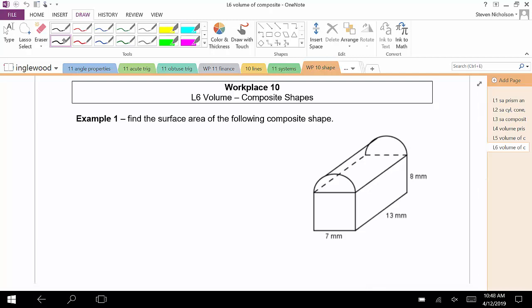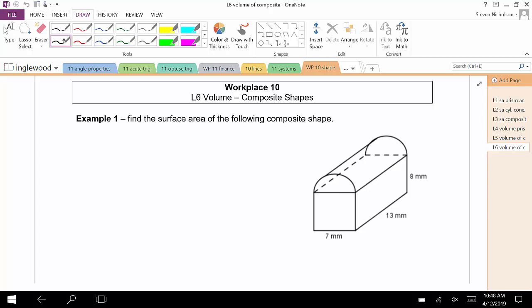The last lesson in the unit gives us another opportunity to use our volume formulas. This lesson involves putting a bunch of shapes together, like the one pictured here, and they're called composite shapes. And we can make any shapes we want.